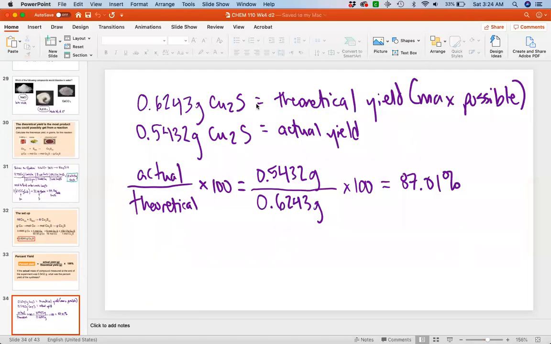So we know our theoretical yield based on a calculation. This is the maximum amount possible based on our limiting reagent. And then 0.5432 grams of copper sulfide is what we actually got. And so we put our actual over our theoretical and we multiply by 100. So 0.5432 grams divided by 0.6243 grams, then we multiply by 100. And that gives us 87.01%. And that's the percent yield from our reaction, because it's reflective of what we were actually able to obtain.